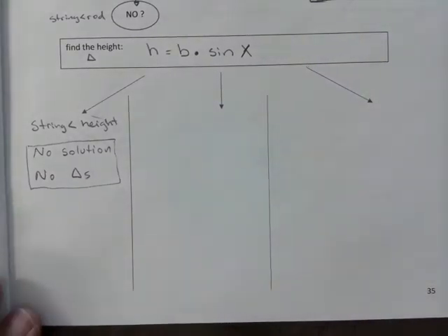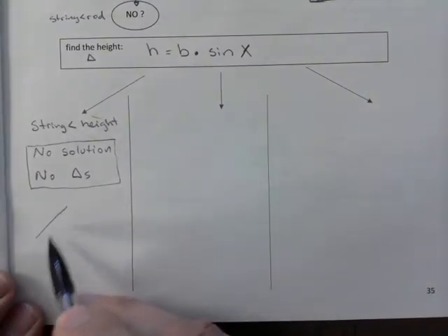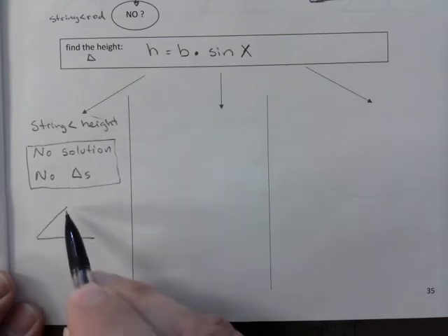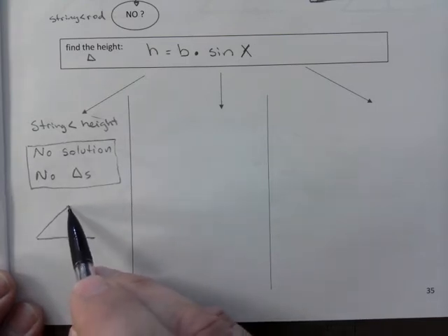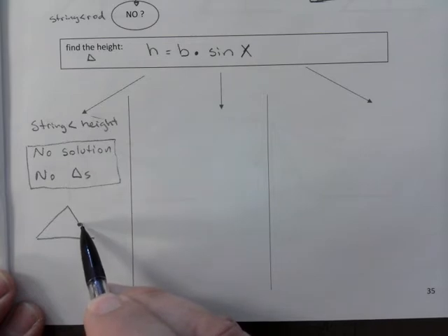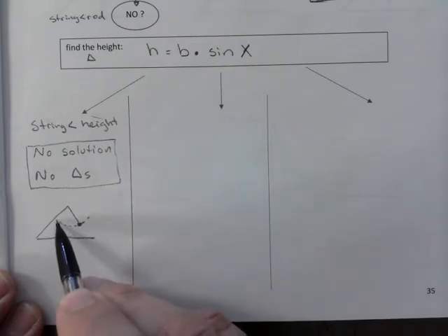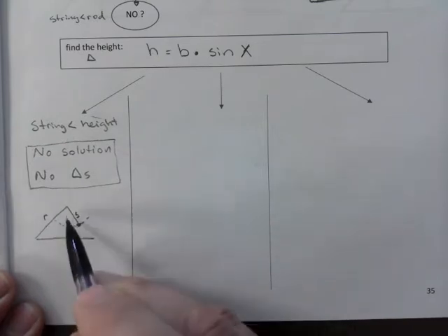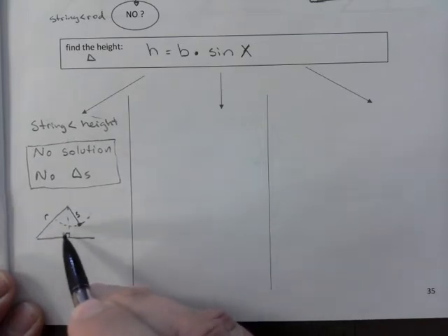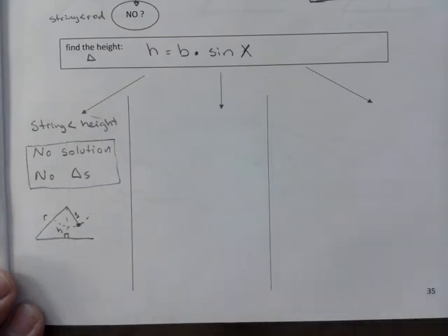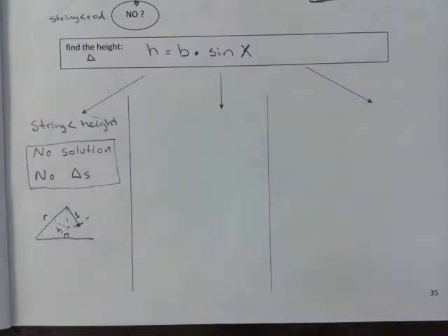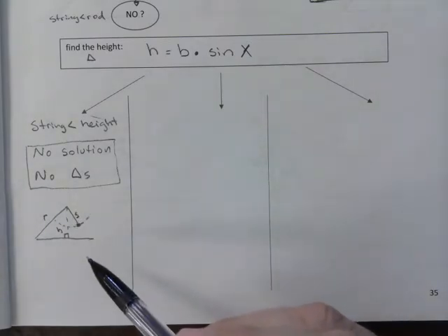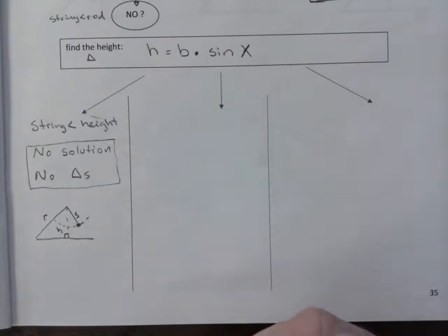And if you look back at the app that I just showed you, it would essentially show you one of these, right? This is your string, this is your rod, and this is the height. It would just keep swinging. You can't close that triangle. It's physically impossible with the amount of string you have to close that triangle, so no solutions.